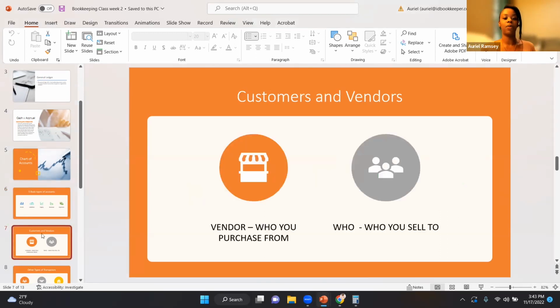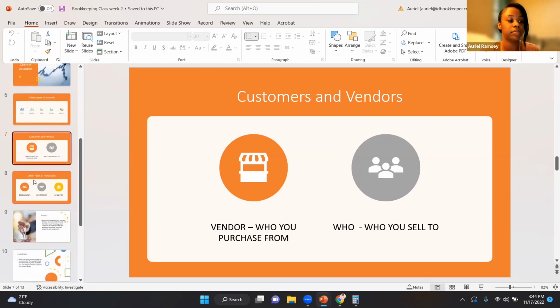So the next part we want to talk about is customers and vendors. Vendors are simply people who you purchase from, right? When Omni was selling me the apples, she's the vendor, I'm the customer. If you go to Office Depot and you buy paper, you are the customer, they are the vendor. There are times where you're the customer, and times when you're the vendor, and it's important to recognize that. I'll show you that in QuickBooks.